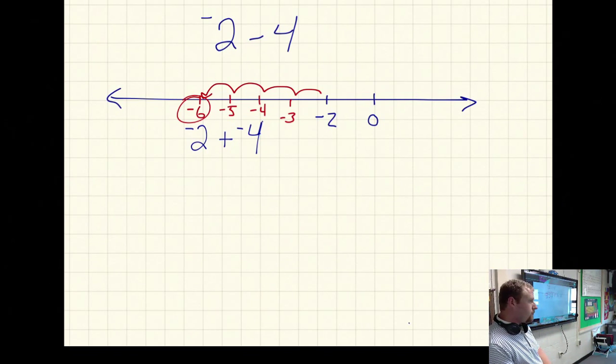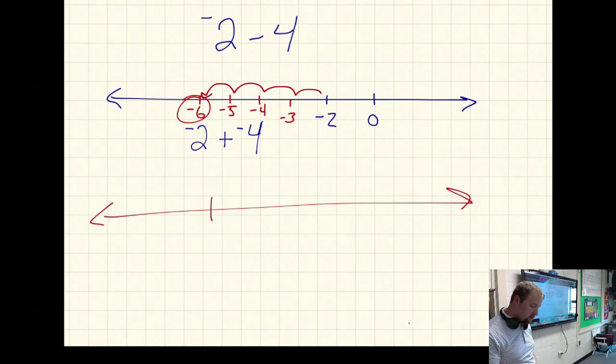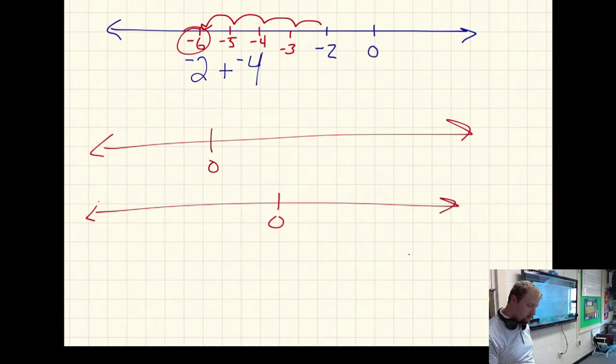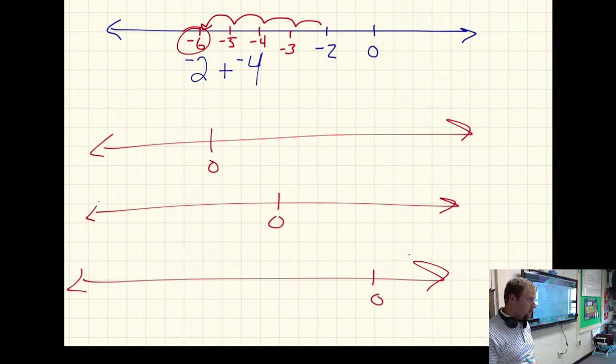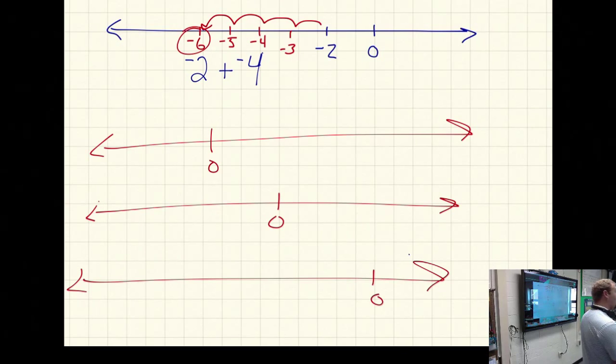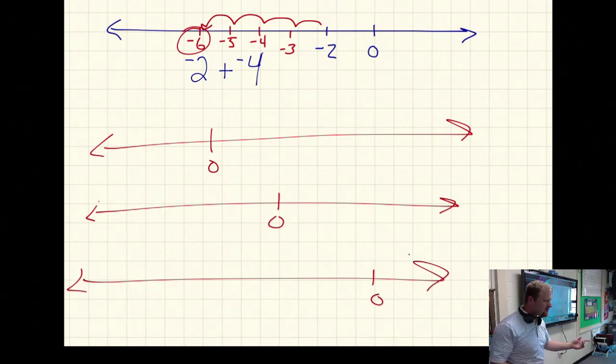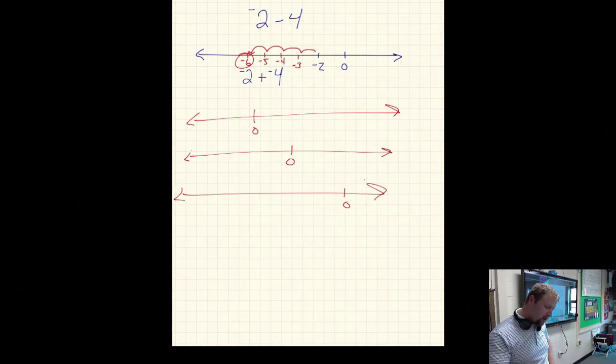Yeah, Maya. It doesn't have to be in the middle. I can put the 0 anywhere. It could look like this. The 0 could have started here, or here, or here. That's the beauty of a number line. I can start the 0 wherever, and then put my numbers around it. Let's look at another one.